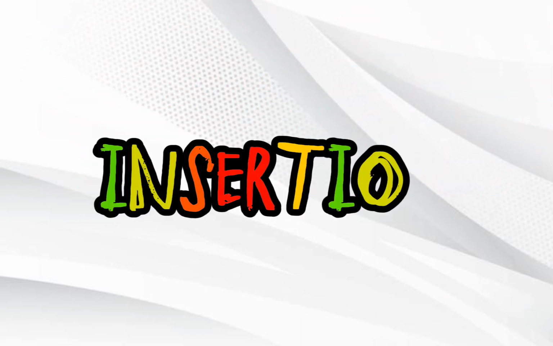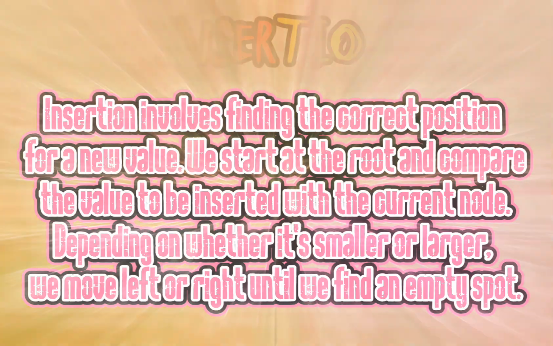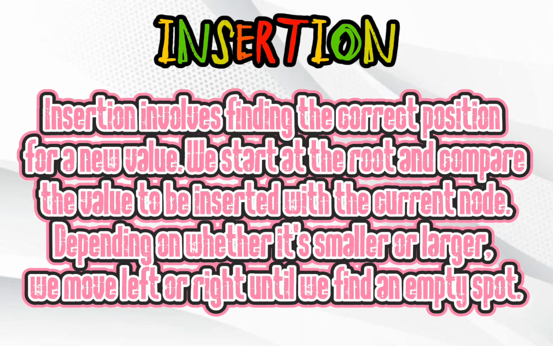Operations in a BST. The first one is insertion. Insertion involves finding the correct position for a new value. We start at the root and compare the value to be inserted with the current node. Depending on whether it's smaller or larger, we move left or right until we find an empty spot.